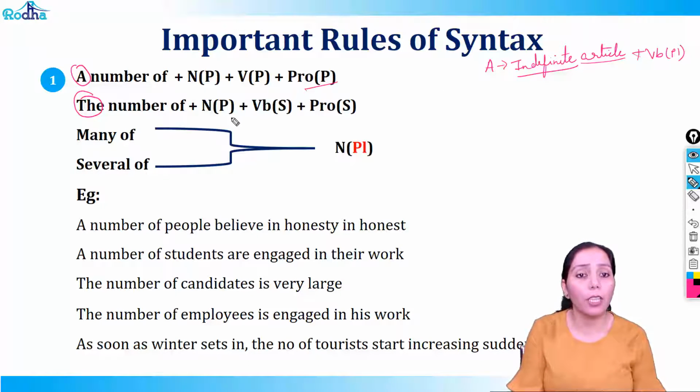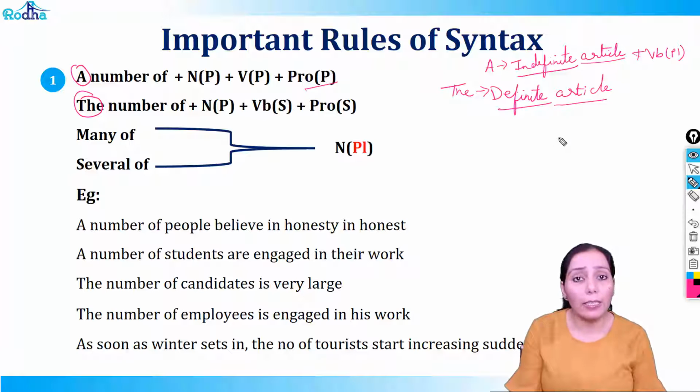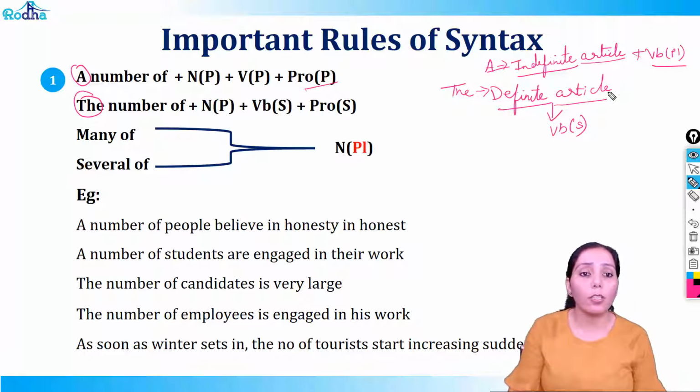Now, if I come to the number of, you all know that the article the is used for a definite number. I know the exact number. So when we are talking about the definite article, we know how many people there were. For example, if I say the number of people is sitting in the class, in this case I am definite about how many people there are. Whenever we are definite about anything, the verb remains singular, and whenever we are indefinite about anything, the verb remains plural. So this was the way to learn.